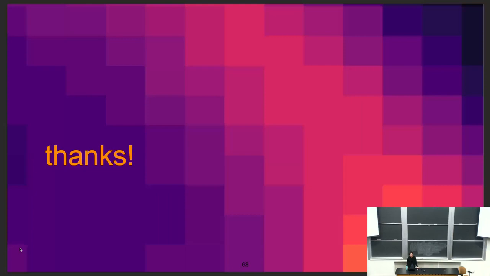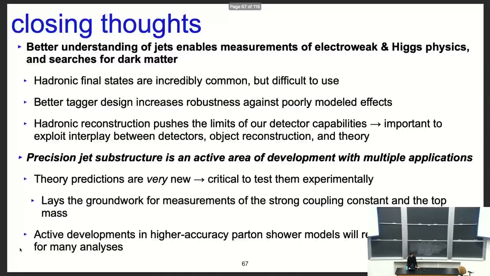So, sorry, you said earlier that you're trying to tune the parton shower models, but I'm wondering, how do you separate the parton shower effects from the hadronization effects?